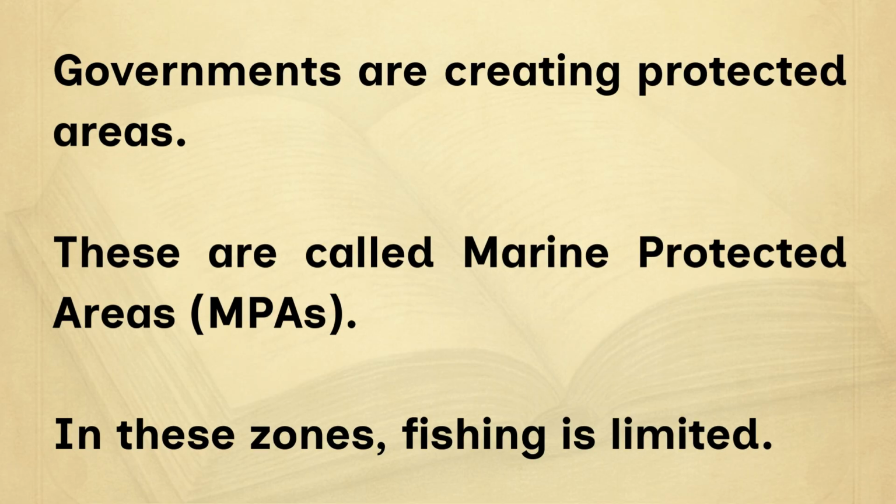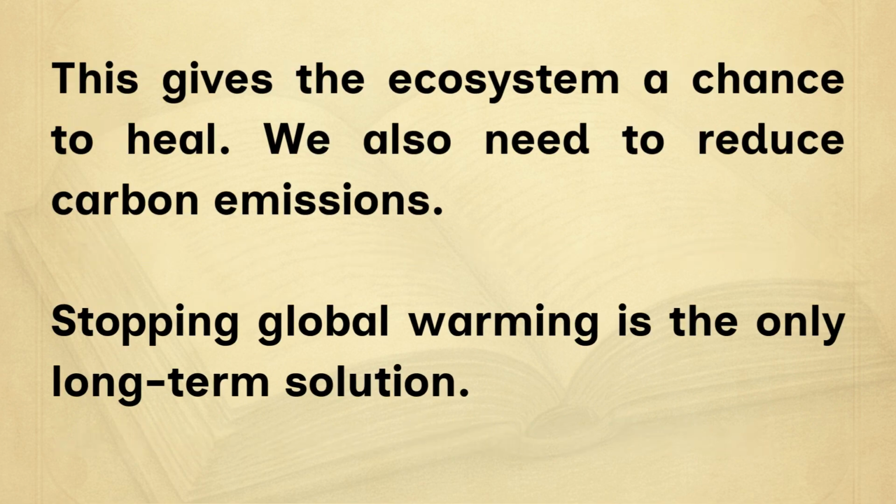Governments are creating protected areas. These are called Marine Protected Areas, MPAs. In these zones, fishing is limited. This gives the ecosystem a chance to heal. We also need to reduce carbon emissions. Stopping global warming is the only long-term solution.